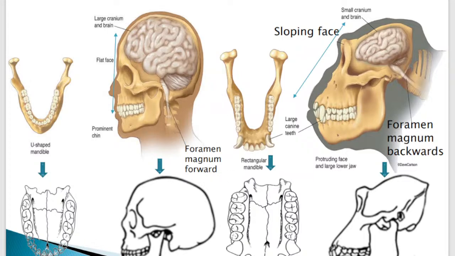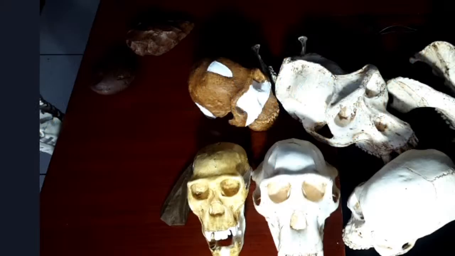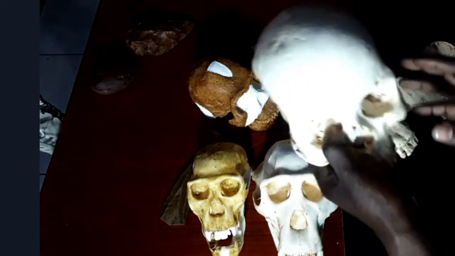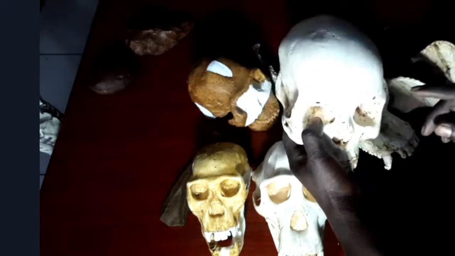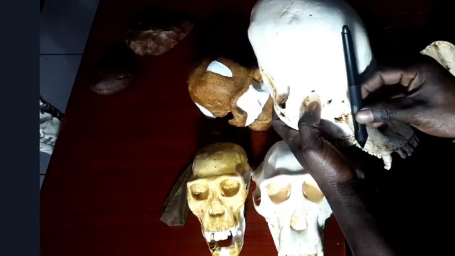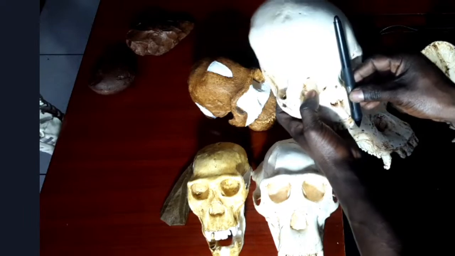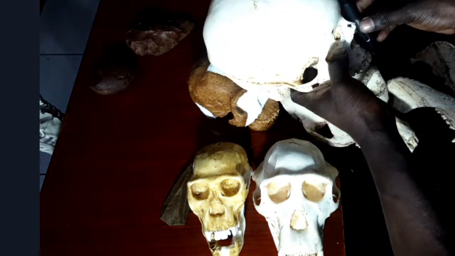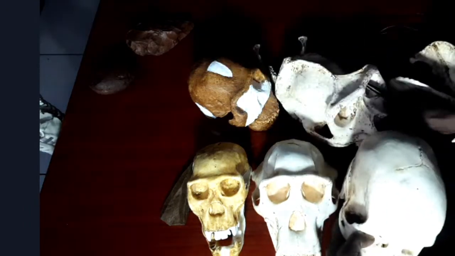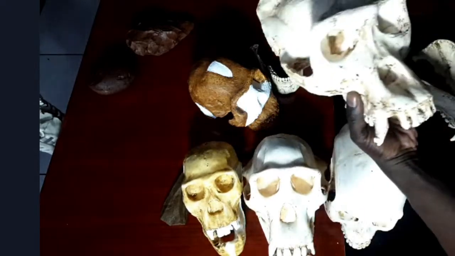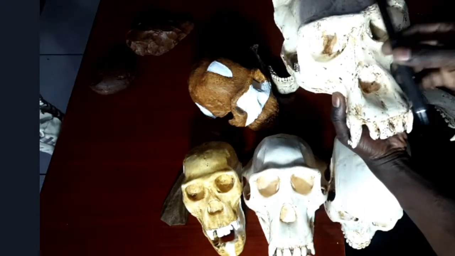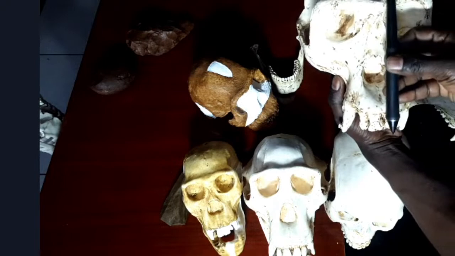Yes. If you are talking about this, look at this skull. If you bring this pen, you see that it is not that slanting. It's not slanting. It's flat. What about this? Bring this pen and then check. It's sloping. That's what they mean, that it has a sloping face.